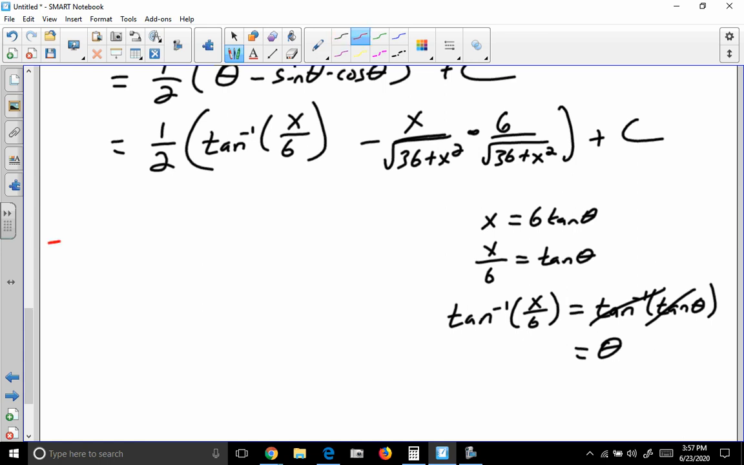Only thing left to do here is simplify the product. If we do a square root times itself, then on bottom, that would make 36 plus x squared.